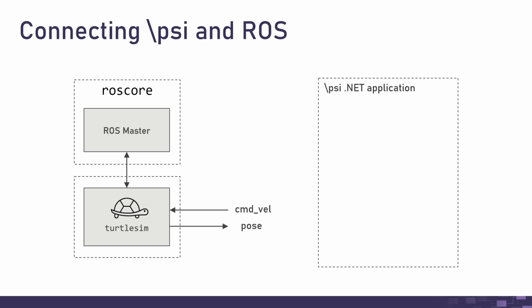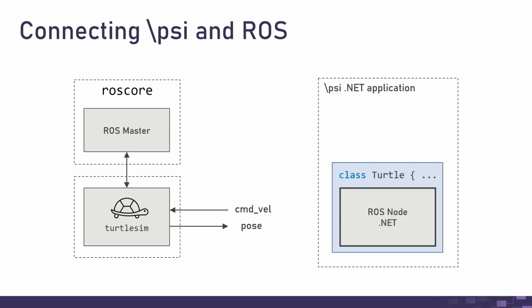And so we'll create a turtle class just in .NET, and using the ROS bridge, we'll create a ROS node that essentially wants to do the inverse. It wants to publish to a command velocity topic and subscribe to a pose topic. So it goes out to the ROS master and tries to discover other nodes that have matching topics and close that gap, negotiating a peer-to-peer connection between the two.